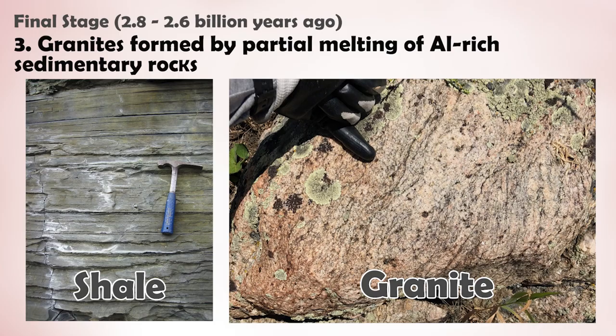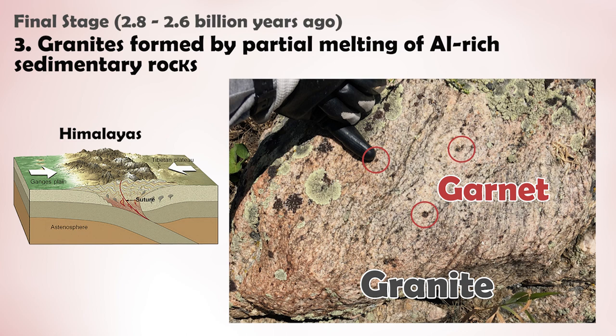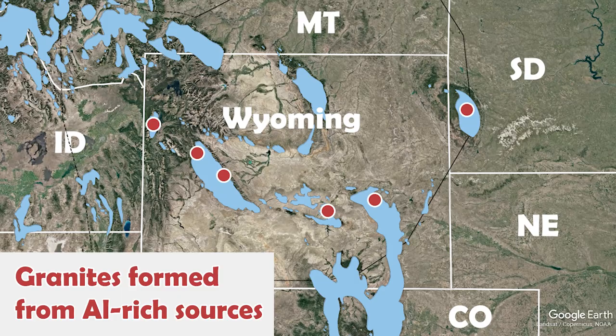Some granites form by melting aluminum-rich sediments like shales, and these can be recognized because they contain aluminum-rich minerals such as garnet. Such granites are characteristic of collision zones like the Himalayas. In the Wyoming craton, they are found in the northern Teton Range and also in the east.